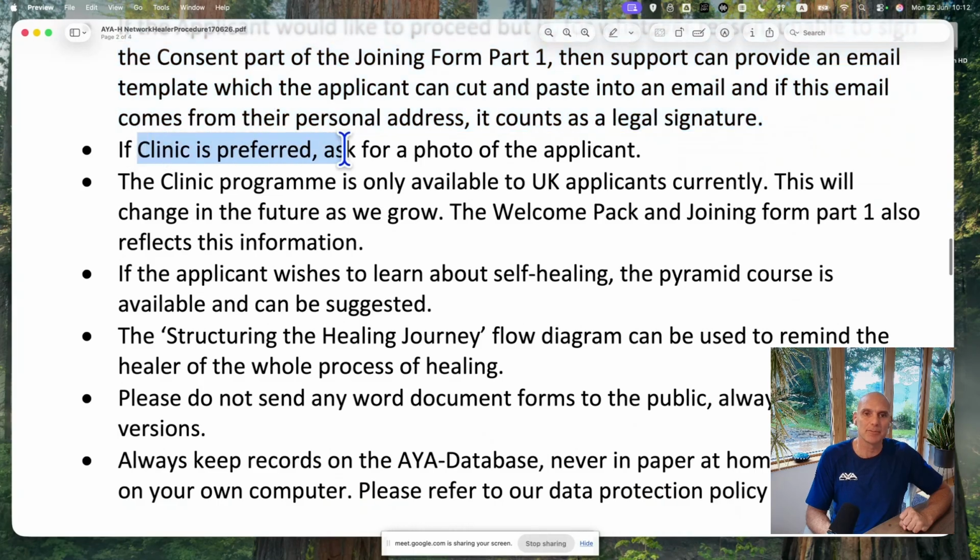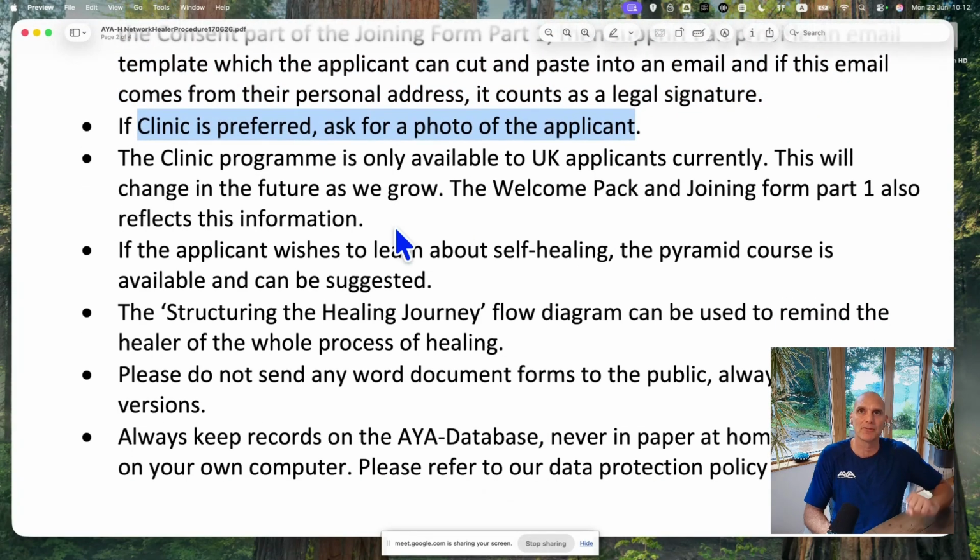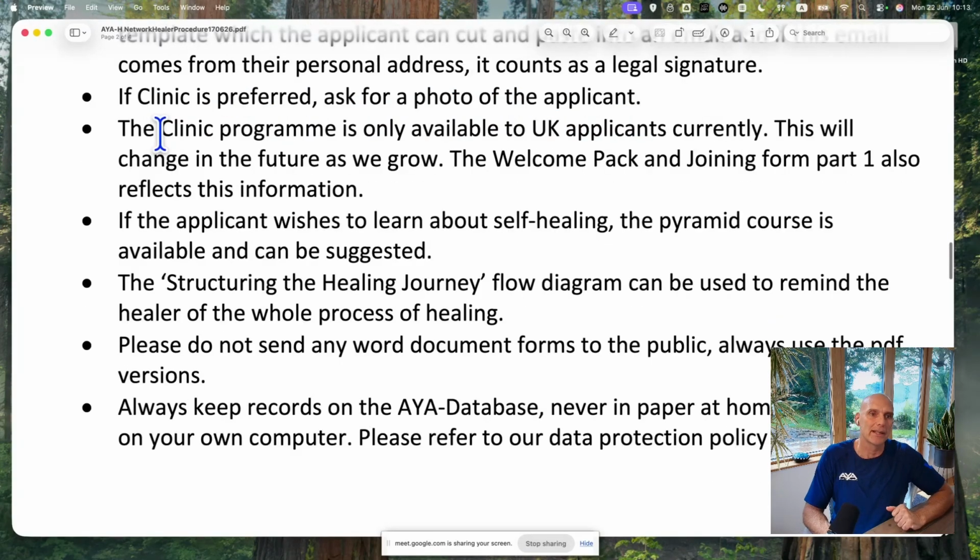Now if the clinic is preferred, we want to ask for a photo of the applicant, because it's always good to have a little photo in the spreadsheet so everyone can know what the person looks like. And currently the clinic program is only available to UK applicants. That will change in the future as we grow.